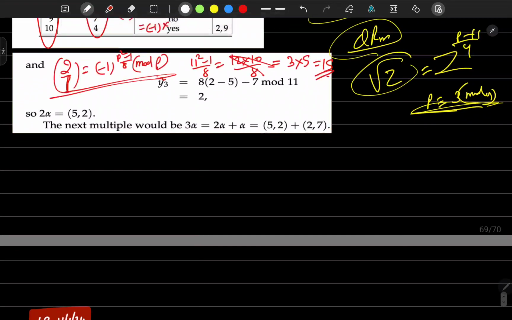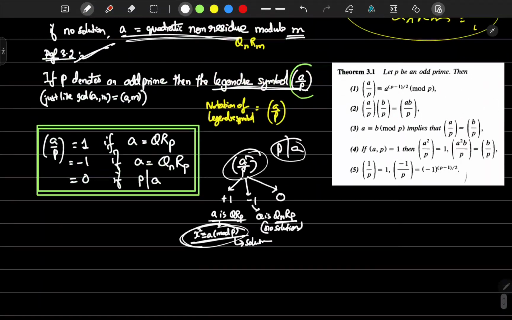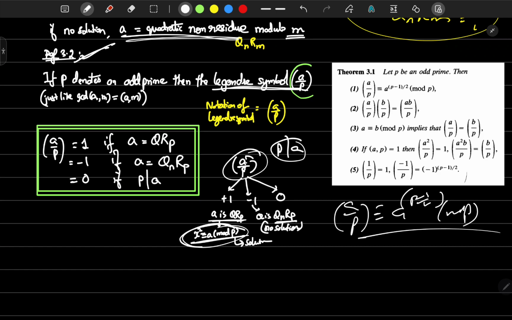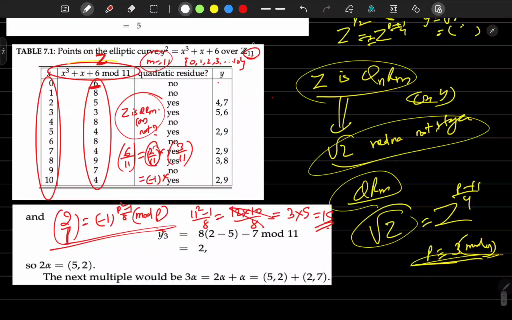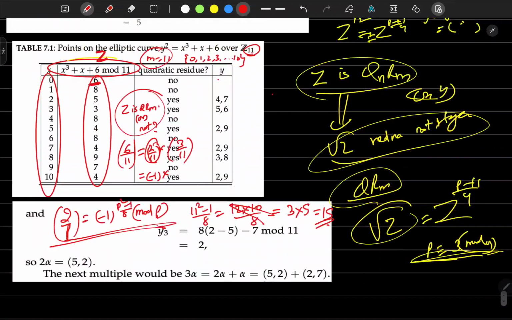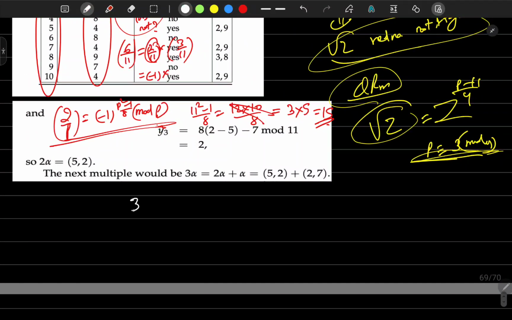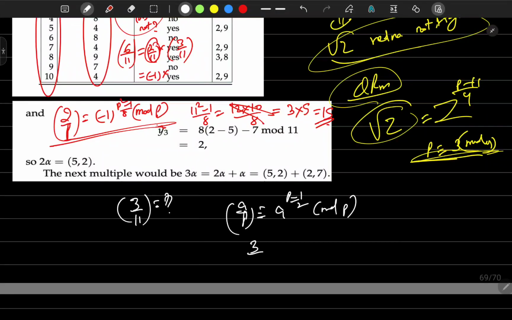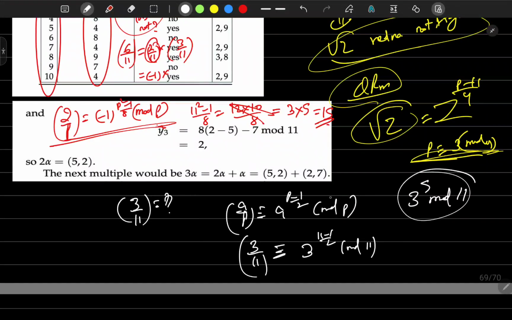How to calculate 3 by 11? There is the normal common formula: a by p is congruent to a power (p minus 1) by 2 mod p. For 2 also we can use it, but there is one shortcut formula, so for that we use that simple thing. So 3 by 11 is congruent to 3 power (11 minus 1) by 2 mod 11. 11 minus 1 by 2 is 5. So 3 power 5 mod 11, how much? Calculate.